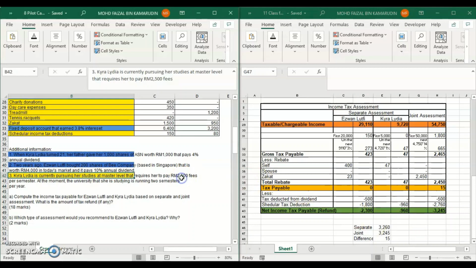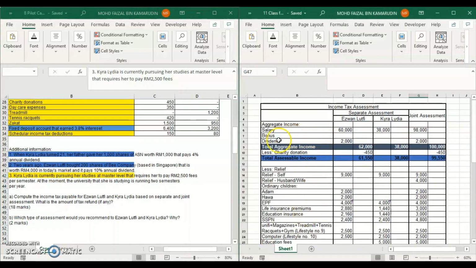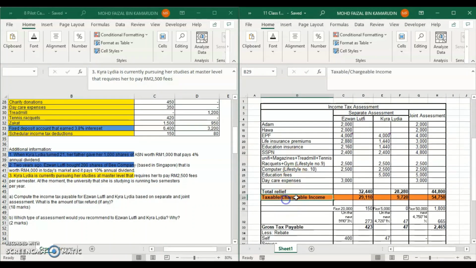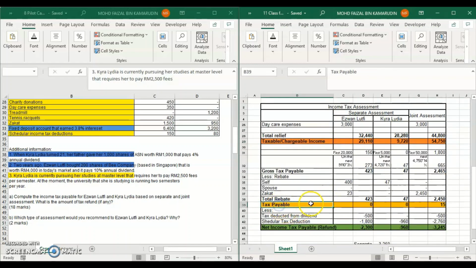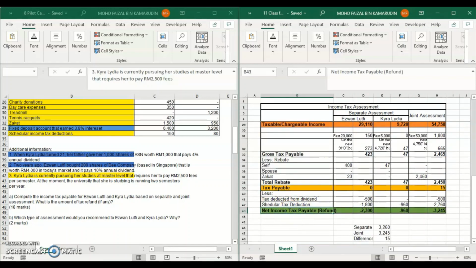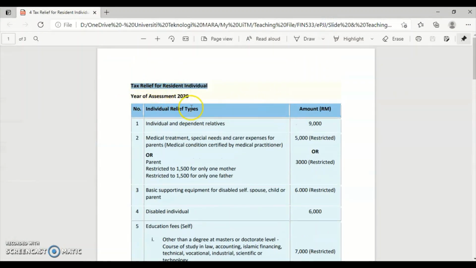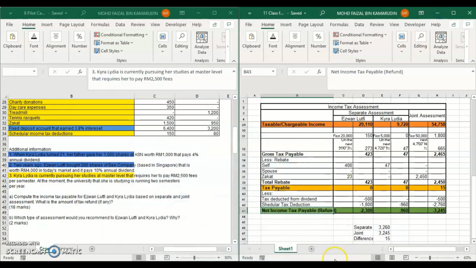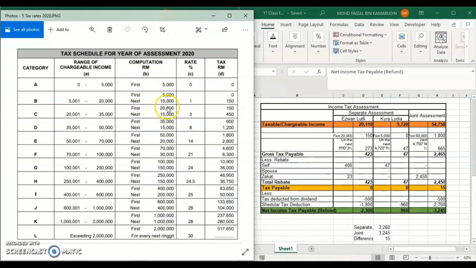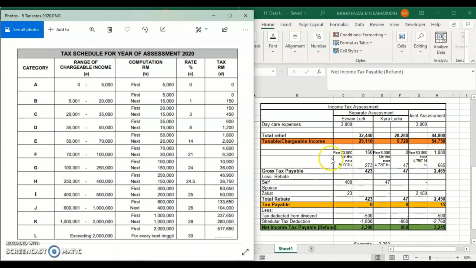I hope this video will facilitate your understanding and your ability to prepare for the income tax. As mentioned earlier, there are 5 things that we are preparing: total aggregate income, total assessable income, taxable or chargeable income, then we go for the tax payable, and then net income tax payable. You must have this, the total relief for resident individuals. To get the total relief, always refer to this one. Another important item is the tax rate, after you have reached this level.